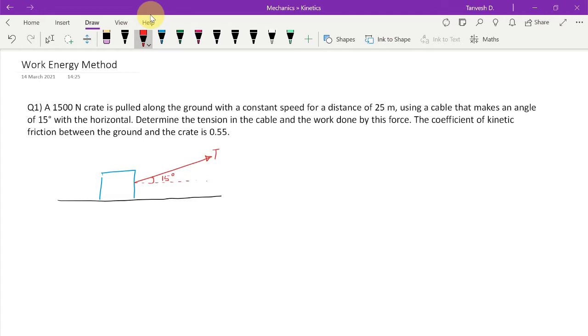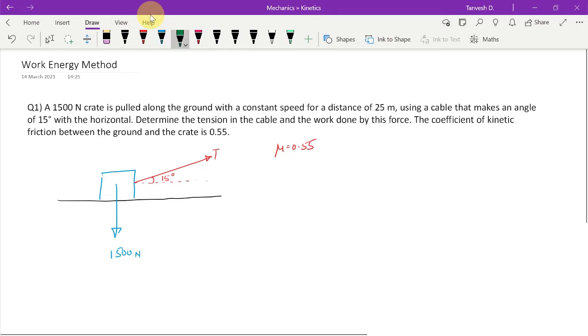The coefficient of kinetic friction between the ground and the crate is 0.55. So mu here is 0.55, and the weight of the crate is also given, which is 1500 newtons. So 1500 newtons is the weight. Fine. So we have to solve it using the work energy method.